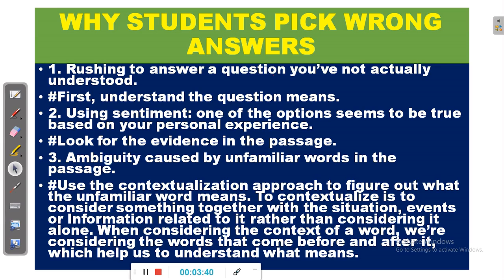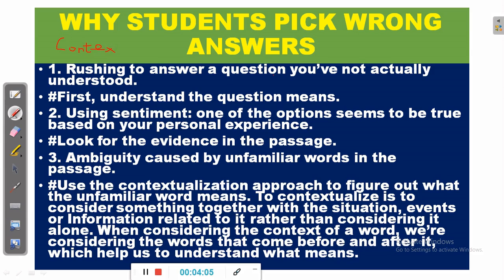Now, what does it mean to contextualize? That word is derived from the word context. Of course, you may have come across the word context. You can look at it here. Let's look at the simple word context.